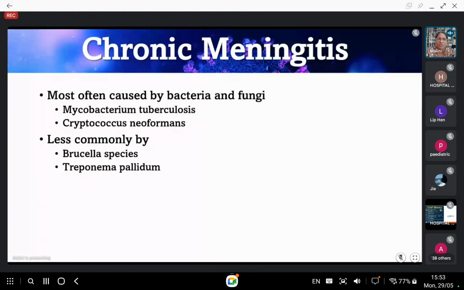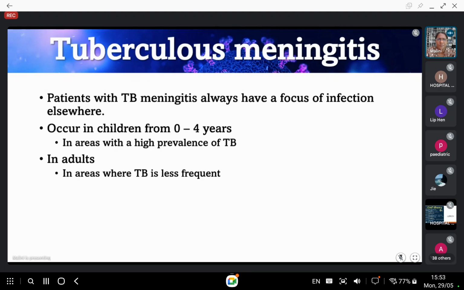Chronic meningitis is caused by TB, Cryptococcus, brucellosis, or Treponema pallidum, which is very rarely seen. So I will focus on TB, mainly because I think it is not uncommon in Malaysia, despite our immunization status, we do have a lot of immigrants and migrant workers. So I think TB is fairly prevalent.